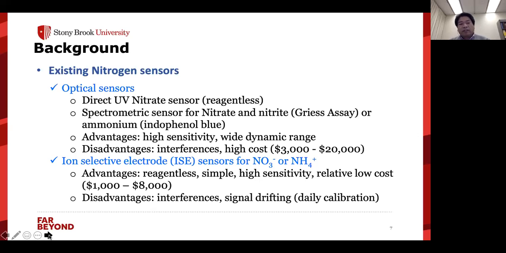This kind of sensor is good if you bring it to the field to test different parameters in the water and then bring it back to the lab after just one or two days of field work. But it's not good if you deploy it in the water for weeks or for months, because the signal drifting can definitely ruin the calibration for long-term measurement.